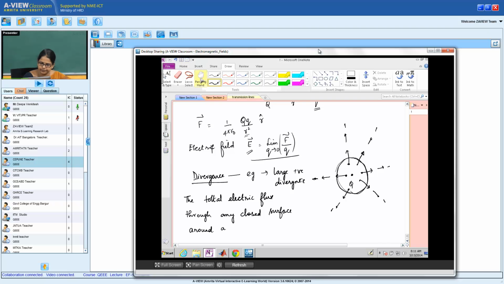So if I imagine this, and if I am calculating the total electric flux, remember how to calculate flux? Flux was the surface integral of that vector field over that area. So the total electric flux through the entire closed surface is equivalent to the total charge enclosed by that surface.